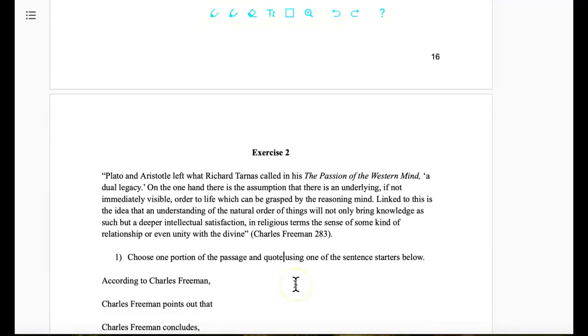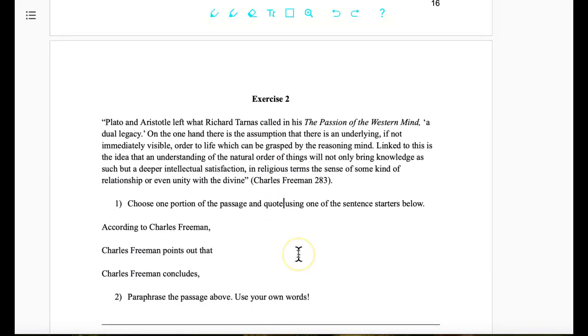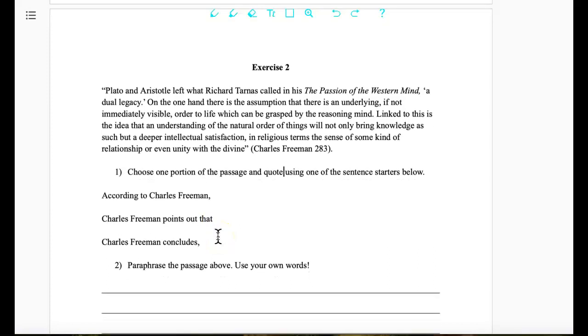Exercise 2, which you should complete after you've finished all of the parts of exercise 1, invites you to look at this paragraph drawn from Charles Freeman, and you're given the page number, it's page 283. And I want you to choose one portion of the passage and quote using one of the sentence starters. So you could say, according to Charles Freeman, comma, and then choose one of these to quote, and then put a citation at the end of it. Charles Freeman points out that. Notice when I'm introducing a quotation with the word "that," I do not need a comma with it. Charles Freeman concludes, comma, and then you would have a quotation.